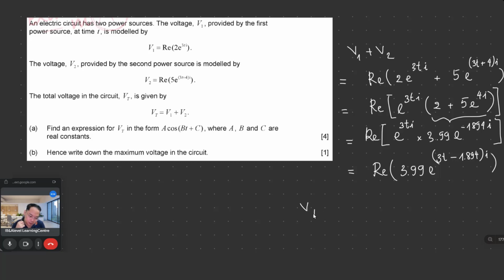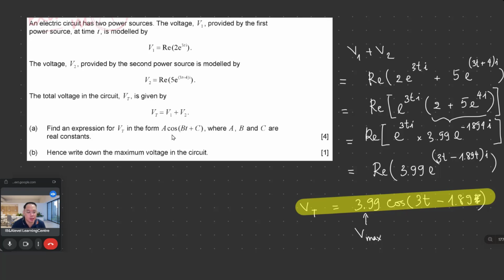So Vt, we can understand as this modulus, which is the maximum voltage. 3.99 here is the maximum total voltage, and cosine of 3t, the time variable, minus 1.894. This is the final answer. Normally we take 3 significant figures, so I will remove the number 4 here. So the solution to question A is very simple like that.